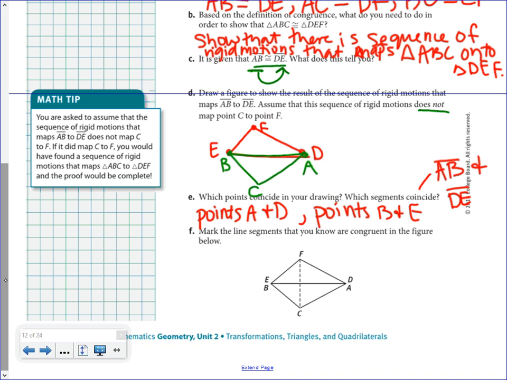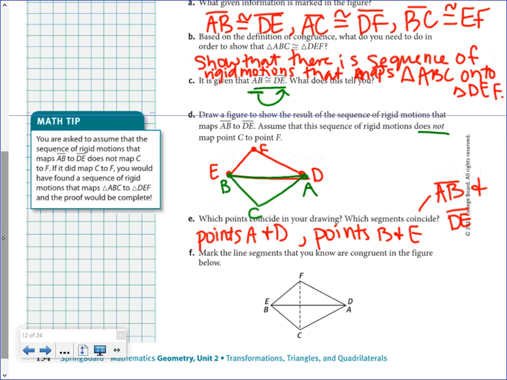And then the last part is to mark the line segments that we know are congruent. So that's going back to what we had labeled in part A, these three sets. So we know that AB is congruent to DE, and they share it, so they should be congruent. We know that AC is congruent to DF, and we know BC is congruent to EF. And so that's what they would want you to mark there.